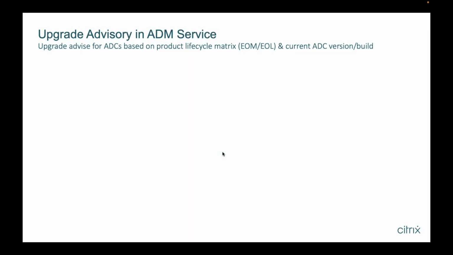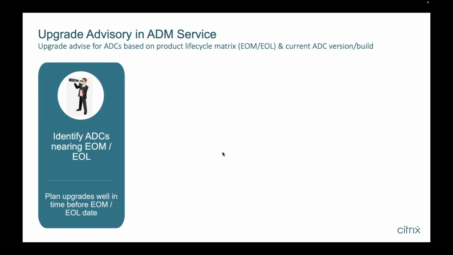Now, many of the customers usually use ADCs that are on different releases or builds, and they are required to check the end of maintenance and end of life for that particular ADC from the product lifecycle matrix, which is a Citrix published site. This is a manual tracking and a manual check. There's a high possibility of missing out on this deadline. Here, upgrade advisory helps you by identifying the ADCs that are nearing your end of maintenance or end of life date, so that you can plan your upgrades accordingly way before you reach those deadlines.